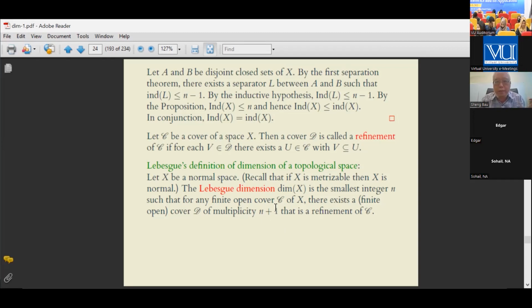But the key point about the definition is that there exists a refinement, which is finite open, such that every point is in at most n plus 1 open sets. This is a very topological definition of dimension.